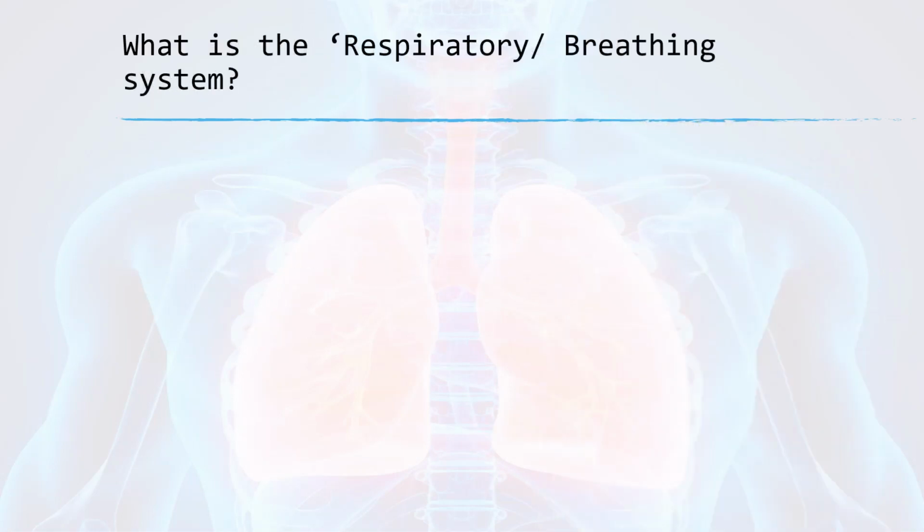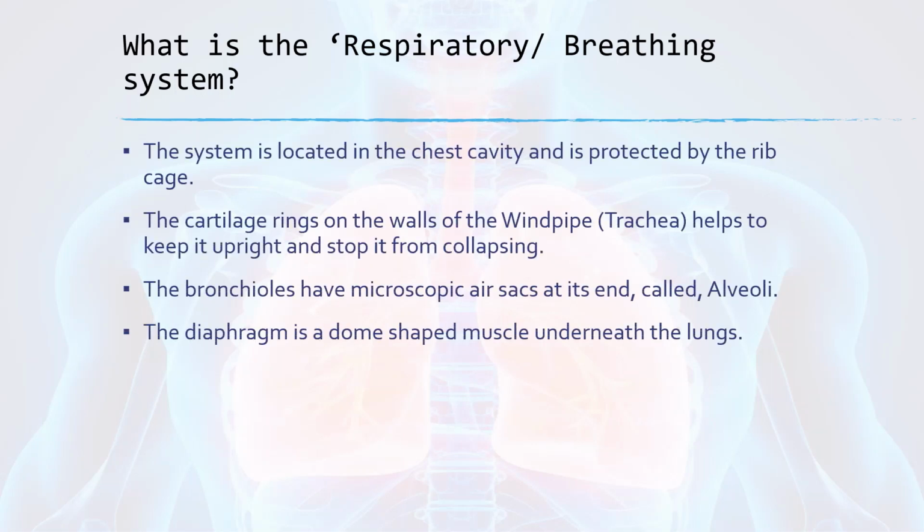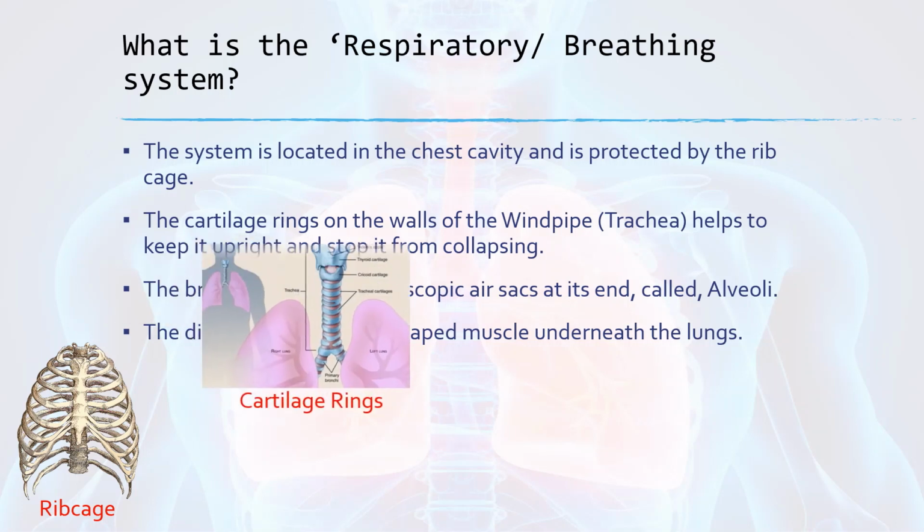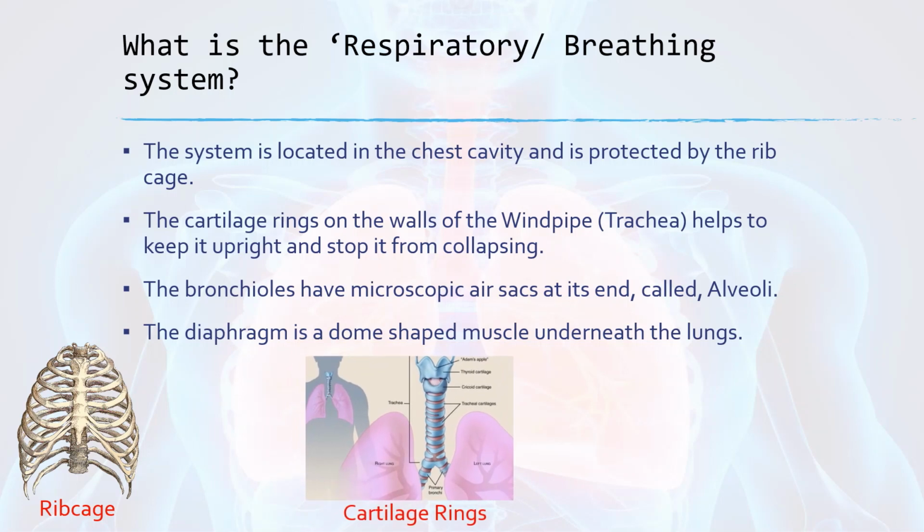What is the respiratory or breathing system? The system is situated in the chest cavity or the thoracic cavity, which is the second largest hollow space of the body. It is protected by the rib cage. The trachea is held up and does not collapse due to C-shaped cartilage rings that are on the walls of the windpipe. You can observe it in the picture provided.